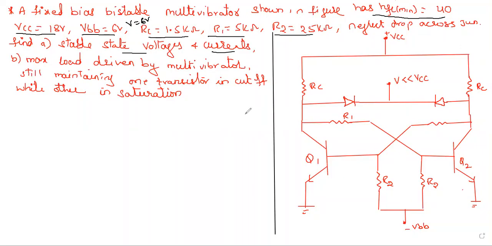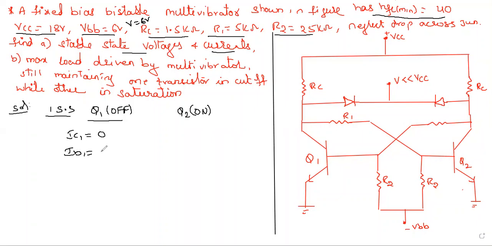So now let us assume one stable state. What I am assuming is Q1 is in off state, it's our wish, and Q2 is in on state. Once I say Q1 is in off state, one should think about the collector current entering into IC1, that is 0, and IB1 is 0. That means the current entering into IC1 will be 0 as I assumed Q1 is in off state, and the current entering here, IB1, is also 0.